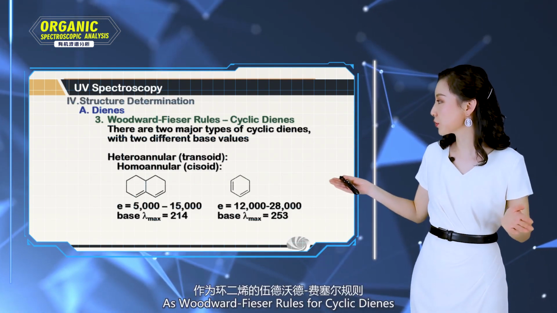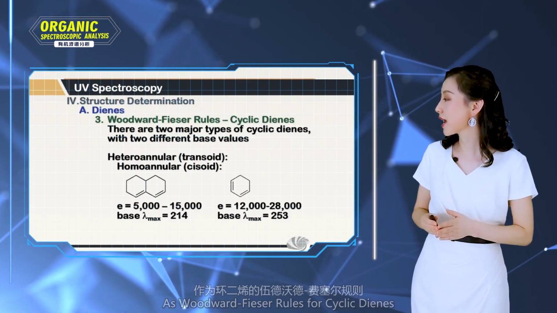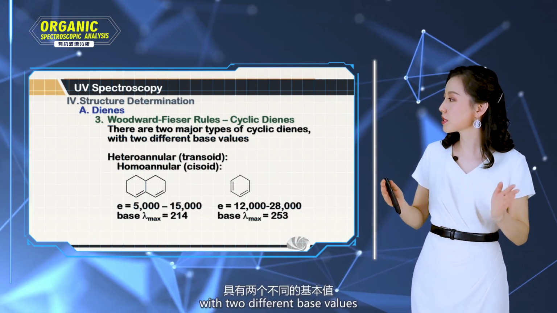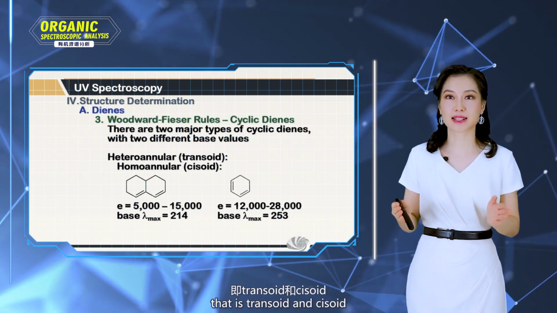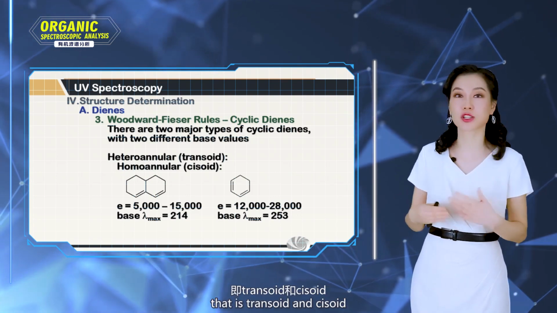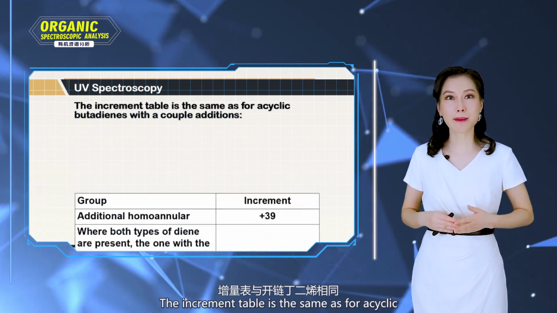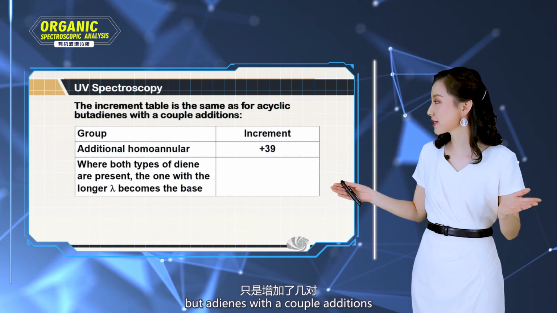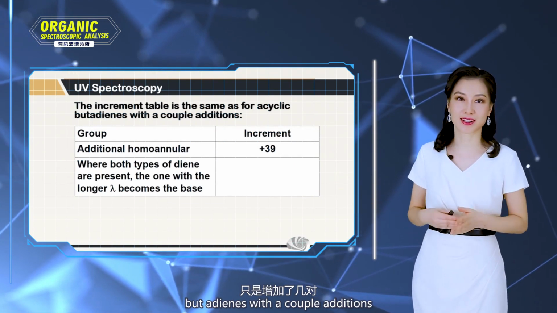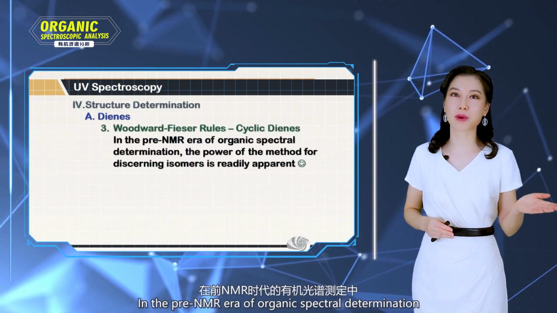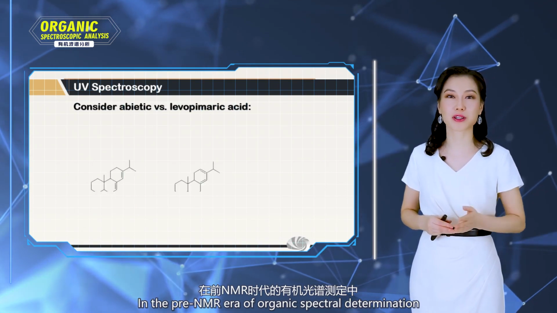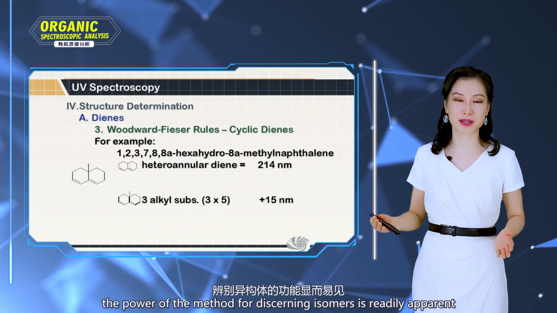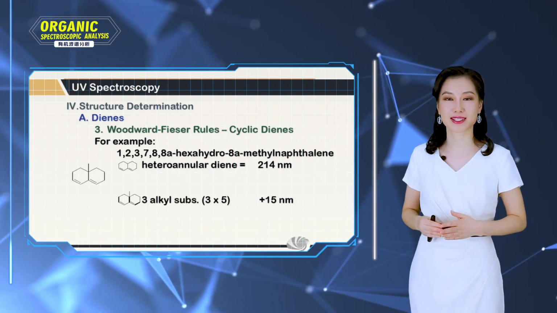As for Woodward-Fieser rules for the cyclic dienes, there are two major types of cyclic dienes with two different base values. That is the transoid and cisoid. The increment table is the same as for acyclic butadienes with a couple additions. In the pre-NMR era of organic spectral determination, the power of the method for discerning isomers is readily apparent.